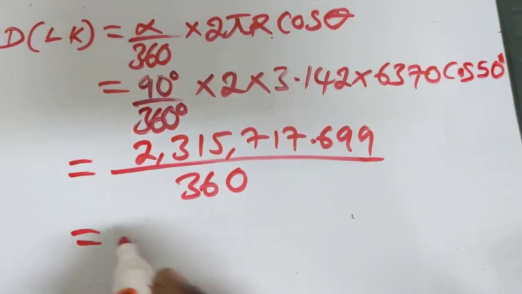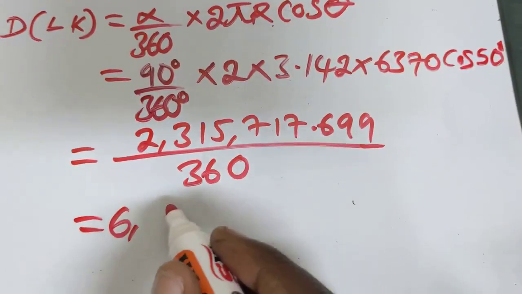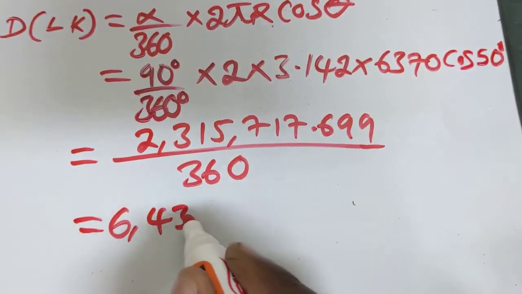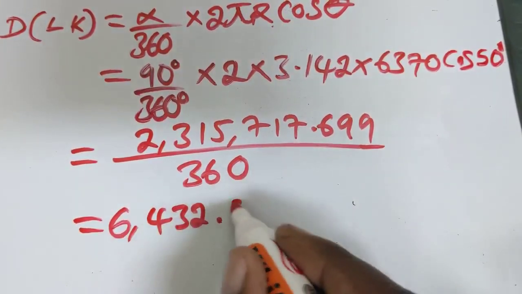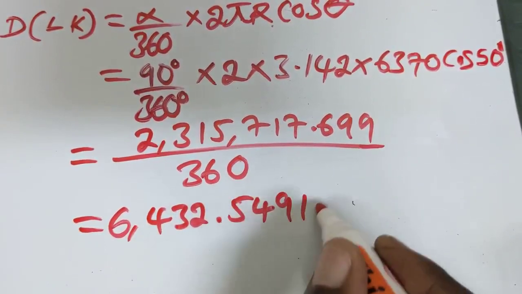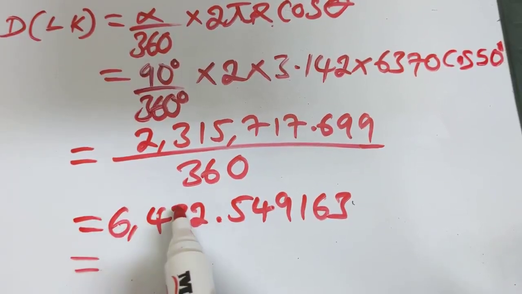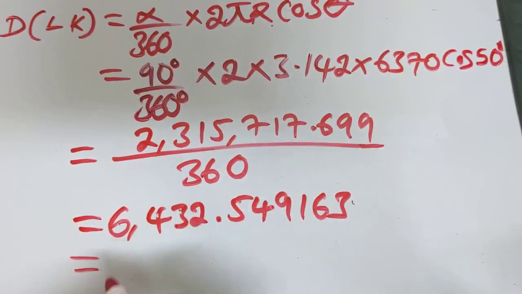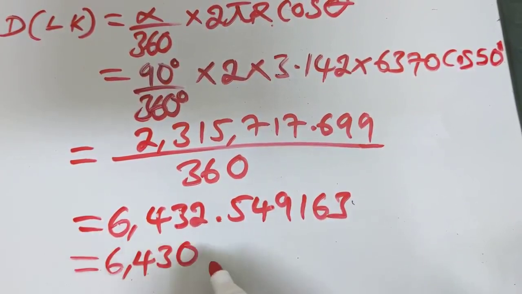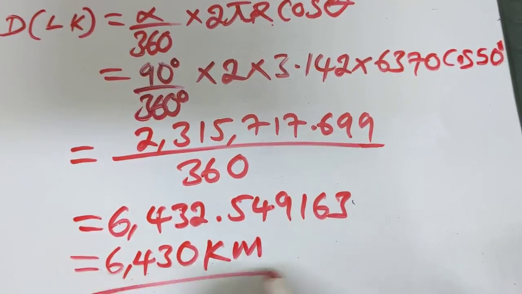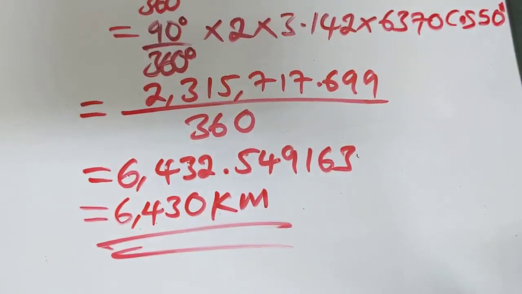So you find that it is 643 2.54916. Then you round it off to 3 significant figures, 1, 2, 3. Those ones, they are important. So this one is not greater than 4, so just write it as 643, then 0, in kilometers. That is how you do it, and you get your 6 marks, just for Earth geometry.